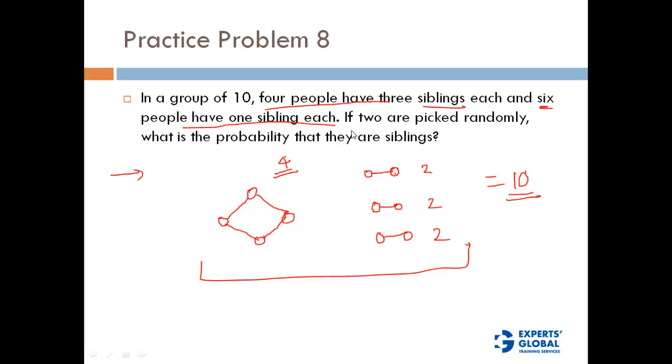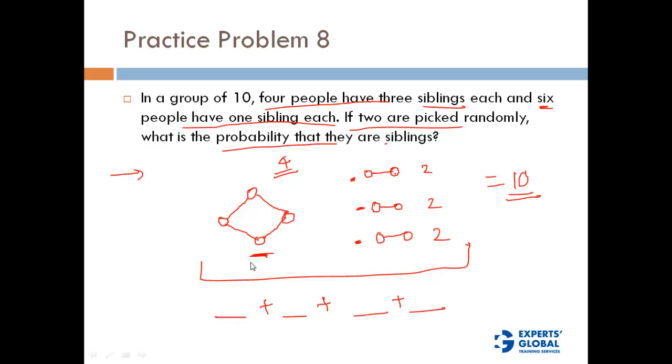So let's look at the problem. If 2 are picked randomly, what is the probability that they are siblings? So that means 2 are picked randomly, and they need to be siblings. That means either they are picked from here, or from here, or from here, or from here. Right? So we have 4 different events. This plus this plus this plus this will give us the answer.